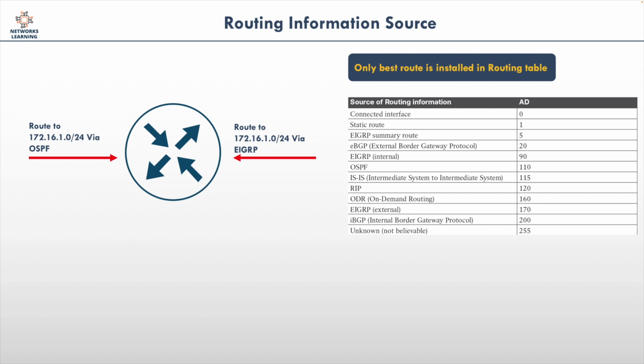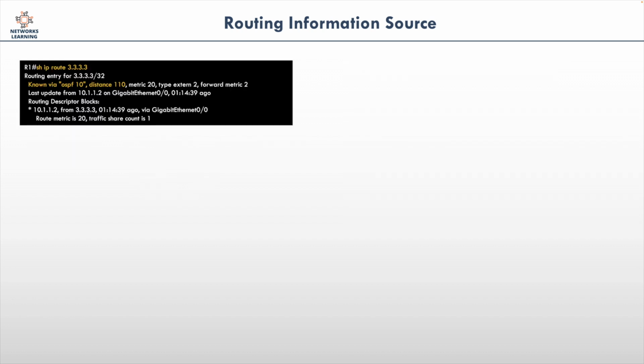And then comes your static route as a next option, where the admin distance is 1. And then you have your EIGRP summary routes, and so forth. A given route that has an admin distance of 255 will never be used. Let's look at a concrete example.